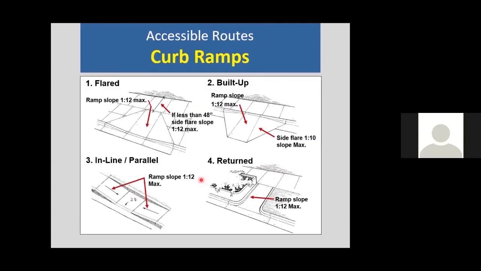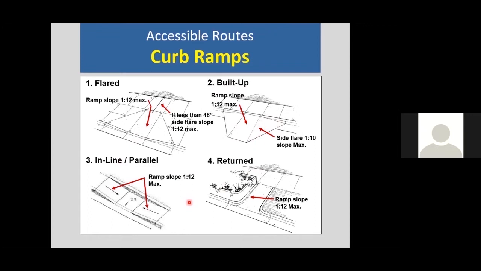We encounter curb ramps everywhere, whether we come from accessible parking or are crossing an intersection. So where our accessible route encounters a curb, there must be a compliant curb ramp. The ANSI standard goes over 3 primary curb ramp designs: flared, built up, and returned. They all have a maximum running slope on the ramp portion of 1 in 12. The flares have a maximum slope of 1 in 10.